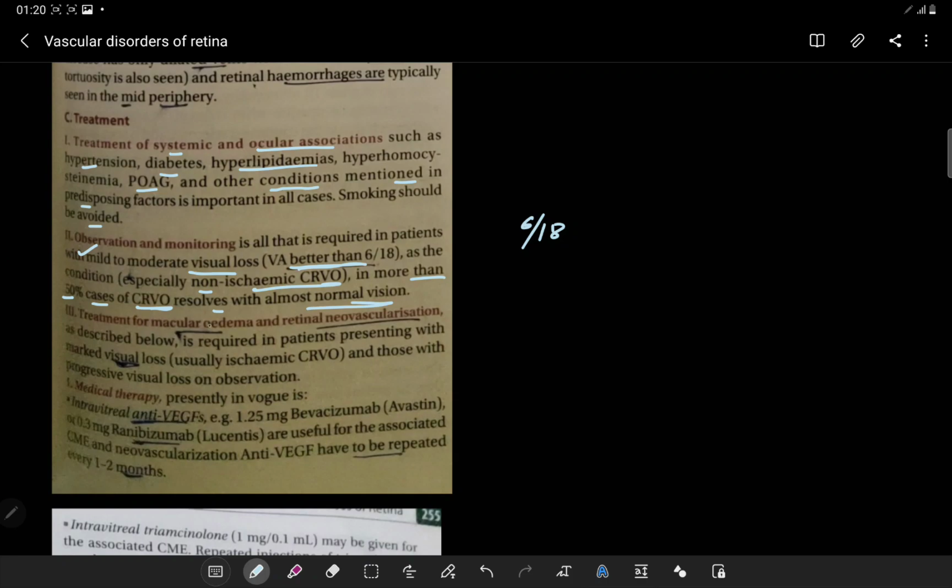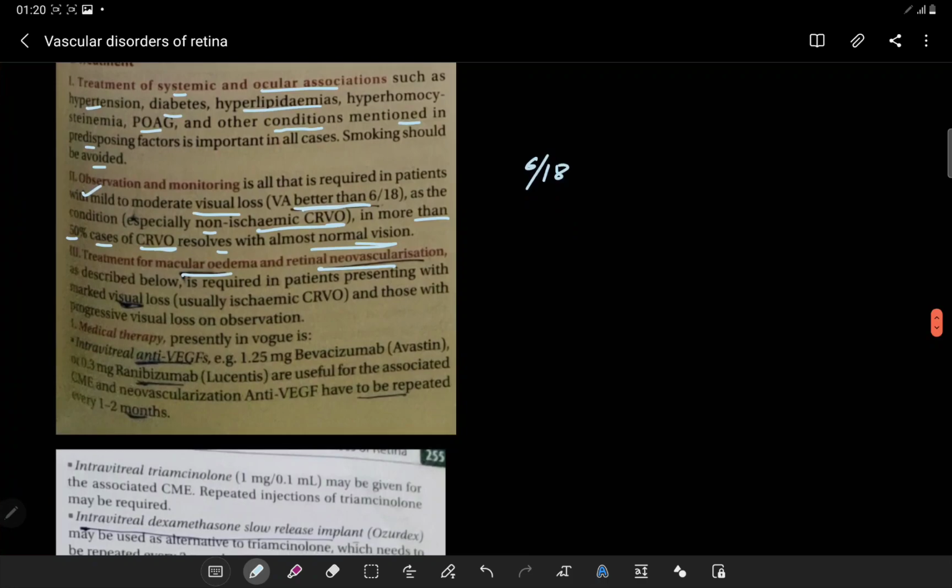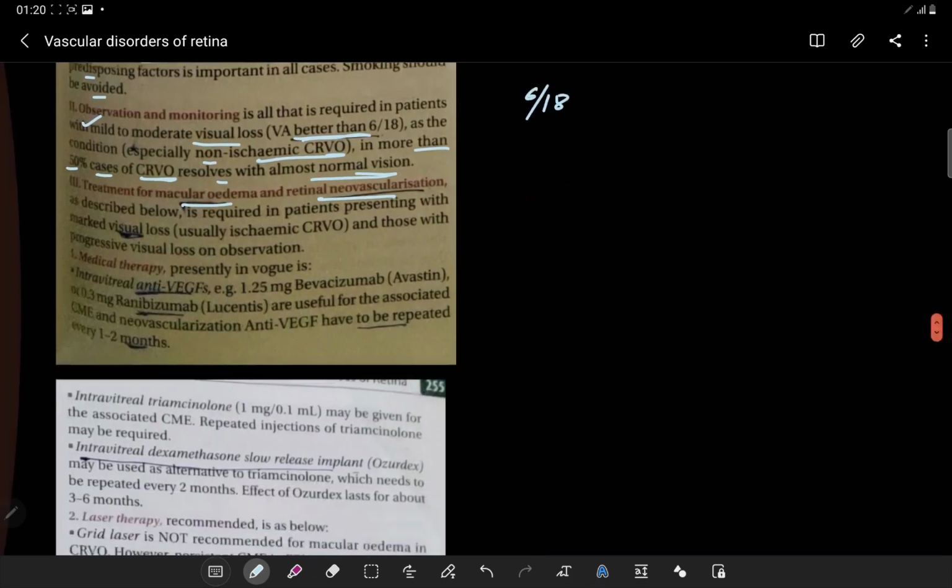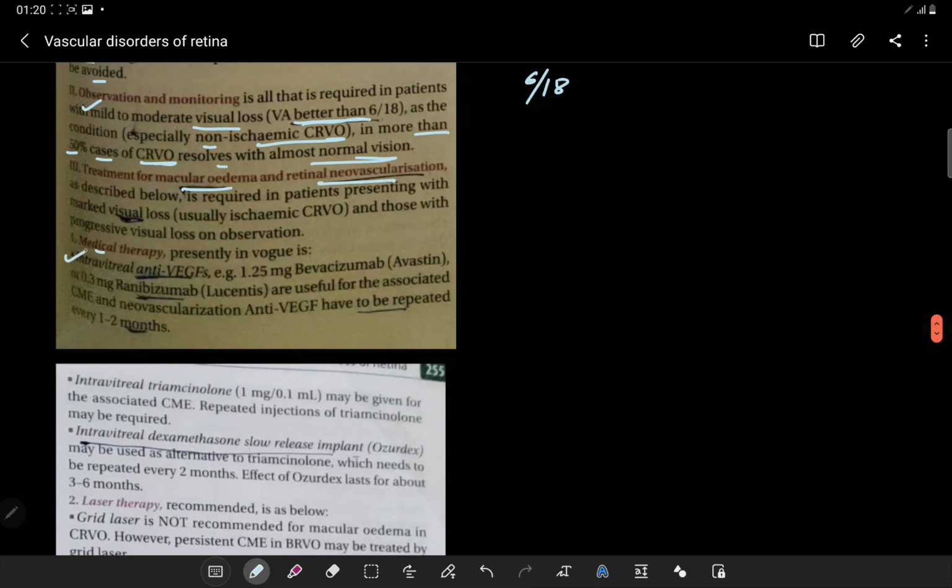Next is treatment for macular edema and retinal neovascularization. We can go with medical therapy, in which we can give intravitreal injections of anti-VEGFs, which include bevacizumab and ranibizumab. These are useful when associated with macular edema and with neovascularization, and this has to be repeated every 1 to 2 months.